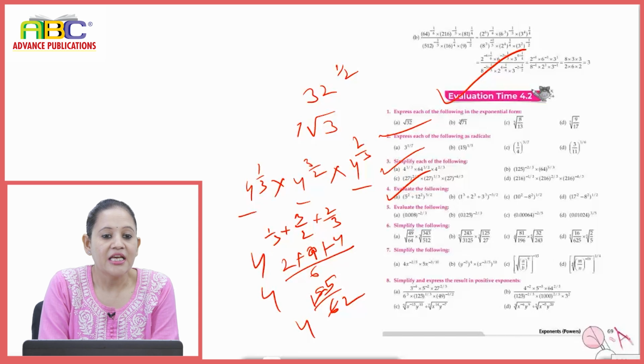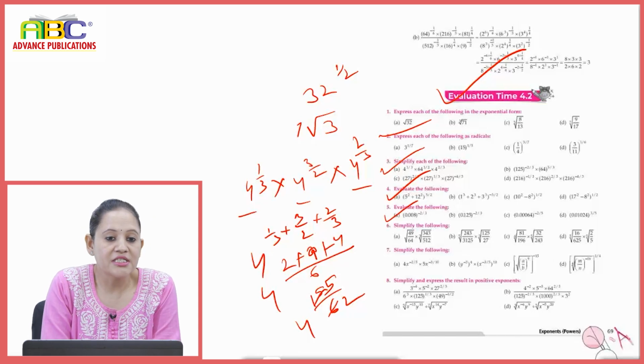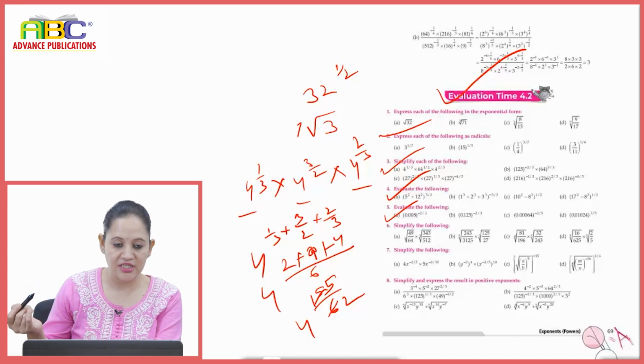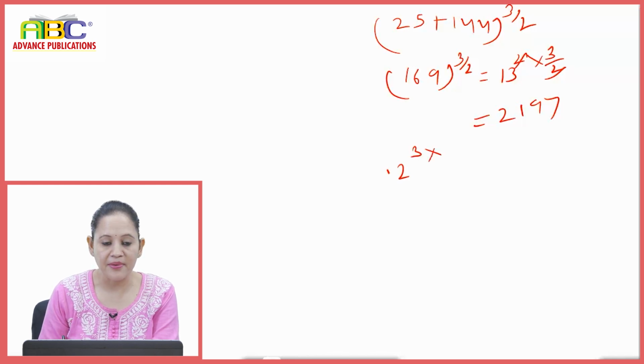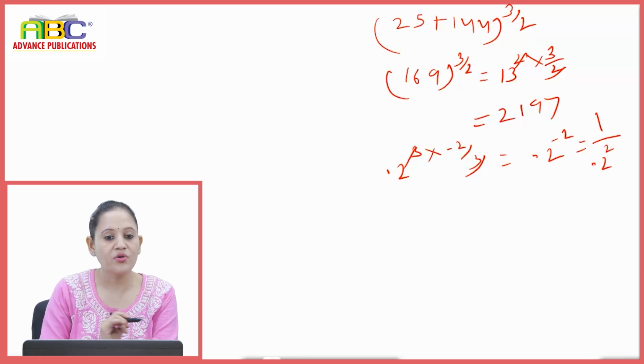Next, evaluate the following. 0.008 to the power minus 2/3. So 0.008 we can write as 0.2 to the power 3. 0.2 to the power 3 multiplied by minus 2/3. So that is equal to 0.2 to the power minus 2. We can write it as, since it is minus, we will take it down, 1 upon 0.2 to the power 2. Clear?